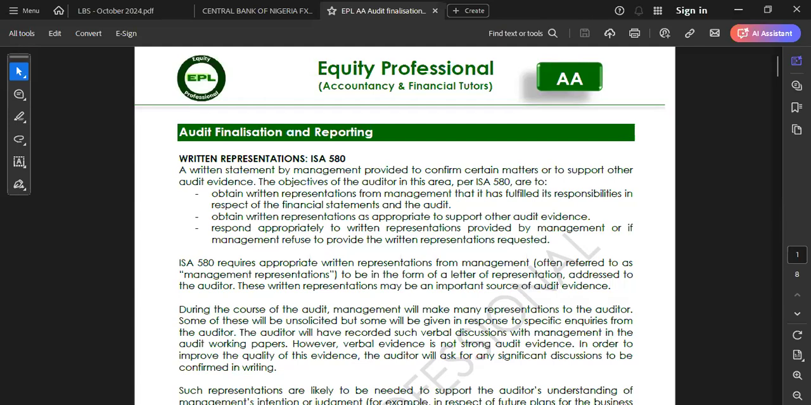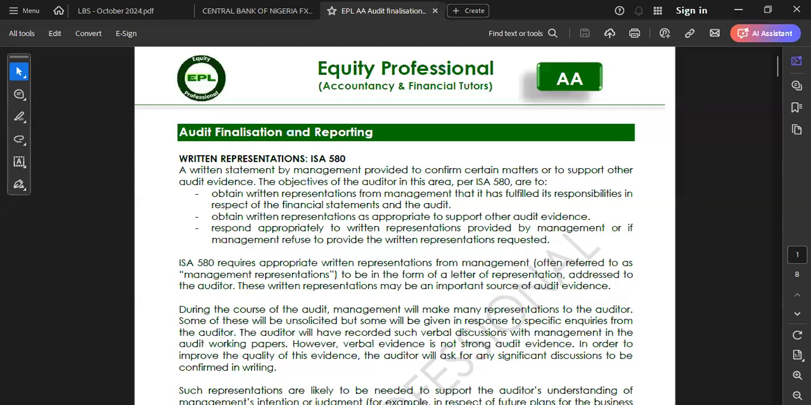The second objective, according to ISA 580, on why written representation is necessary, is that the auditor needs to obtain written representation as appropriate to support their audit evidence. Now, one thing about audit evidence, I believe the topic was treated some time ago, is that audit evidence must be what? Sufficient and appropriate.